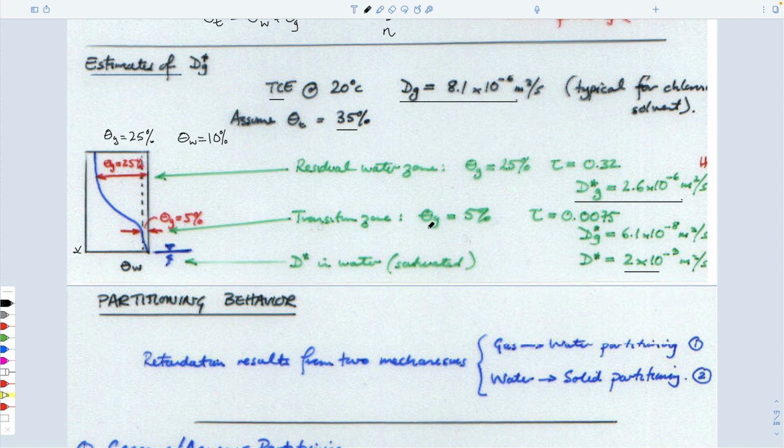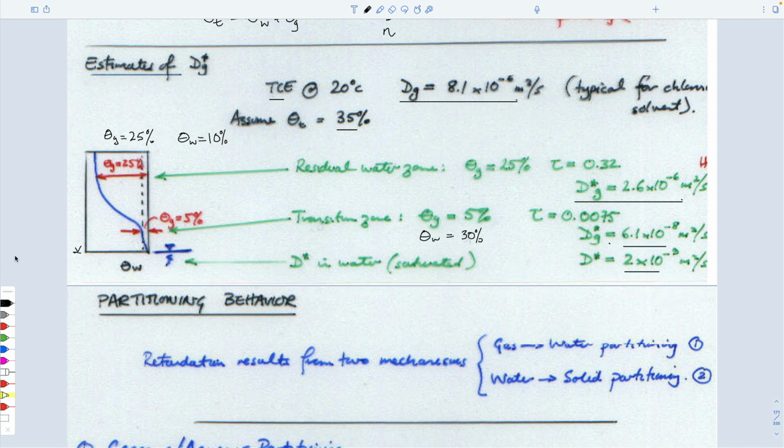If the volumetric gas content goes down because the water content goes up, so this must be 30% now, right, because of this, then the diffusion coefficient reduces by 2 orders of magnitude. And we can calculate that.